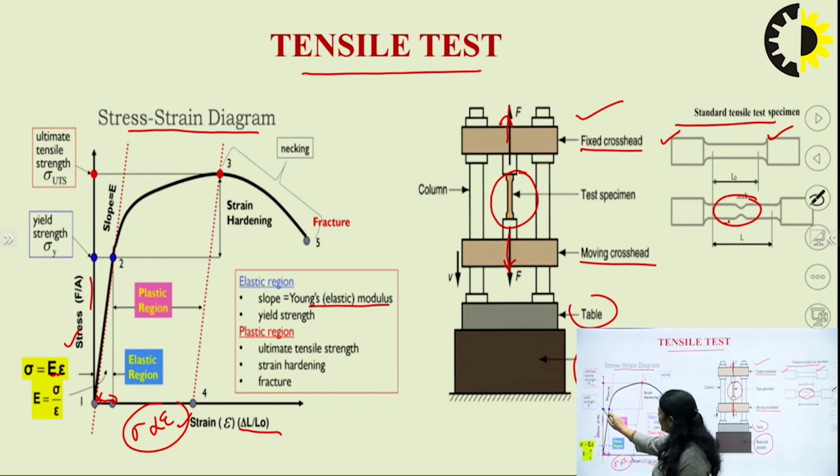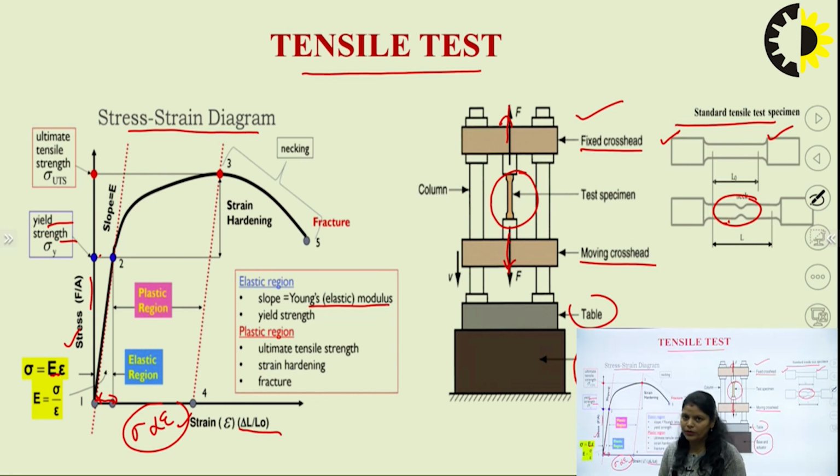At point 2, this point is basically the yield strength. Here at point 2 we will get the yield strength. What is the meaning of yield strength? Yielding means when plastic deformation will start. So, beyond this point the plastic deformation will start.